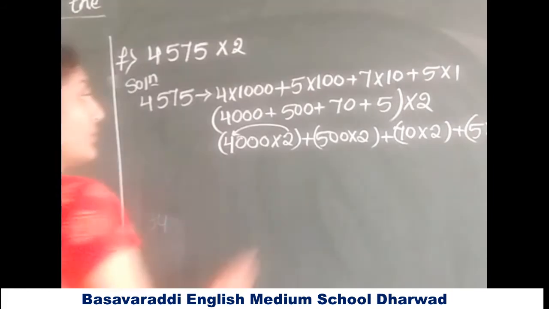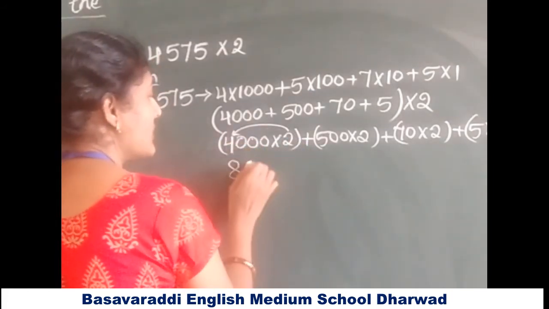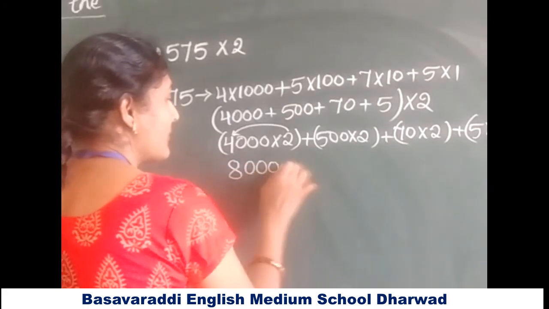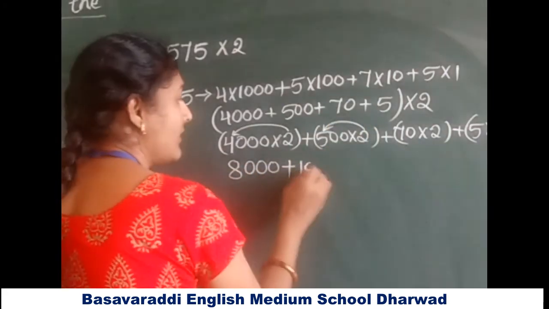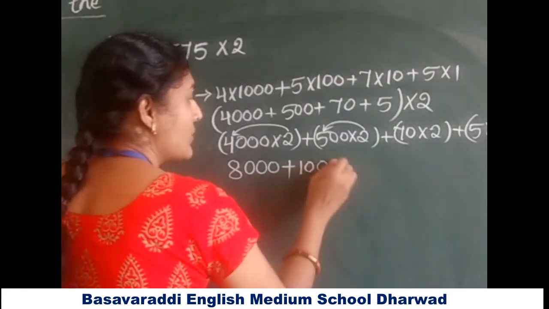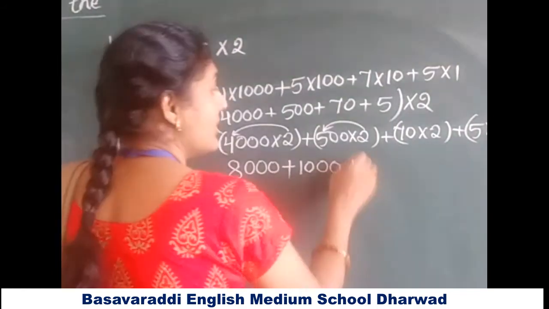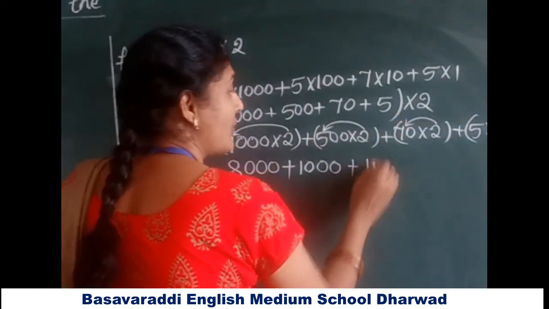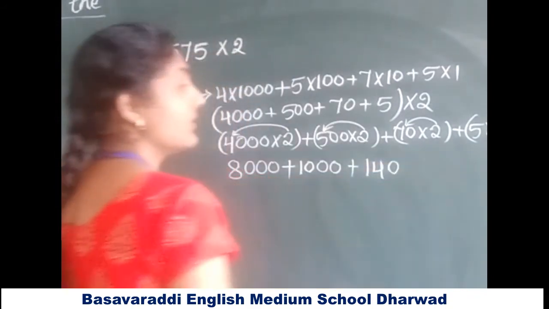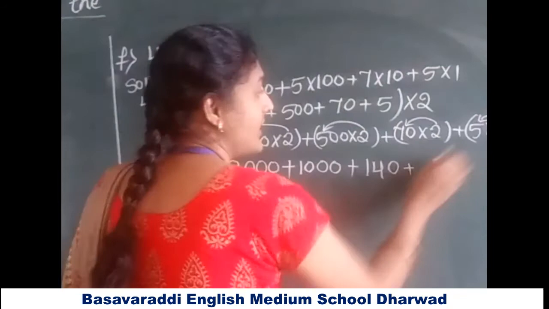put the zeros. So 2 into 4 is 8. Write the zeros there. There are 3 zeros. Next, 2 into 5 is 10. Then put the zeros there. There are 2 zeros. So I wrote the 2 zeros. The next number, 2 sevens are 14. Then write the zeros there, plus 2 fives are 10.